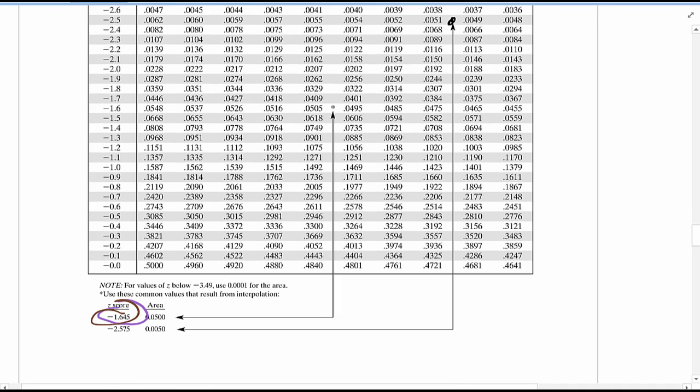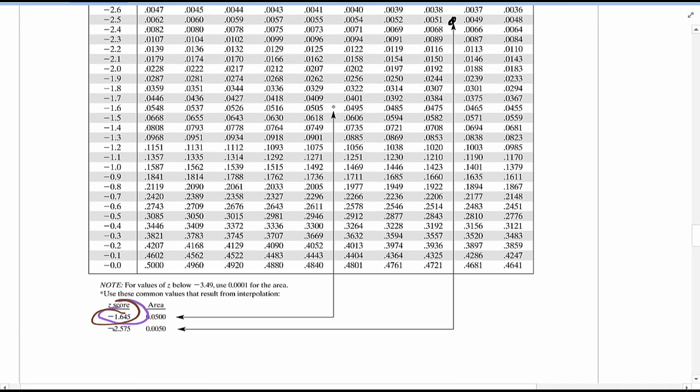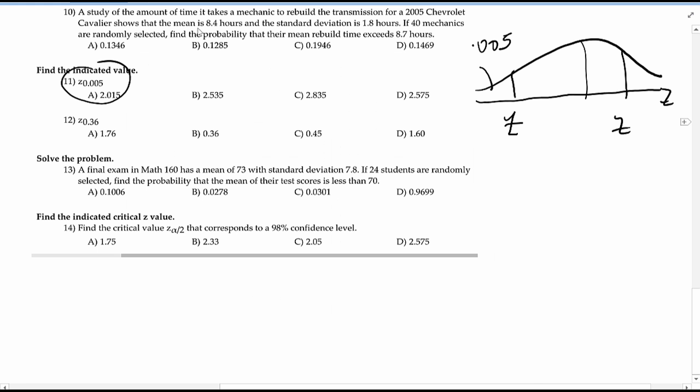So that would be negative 2.575, and the positive will be 2.575. That is when we're creating confidence intervals, we need those critical values to find the margin of error. So in that particular case, this will be the value.